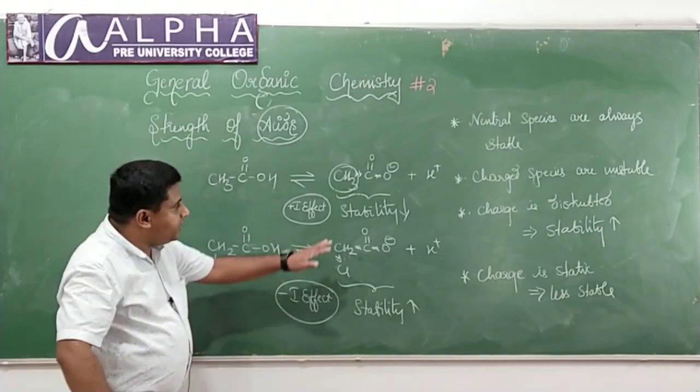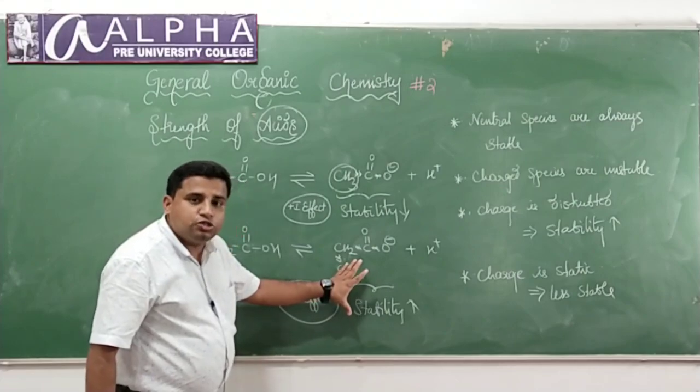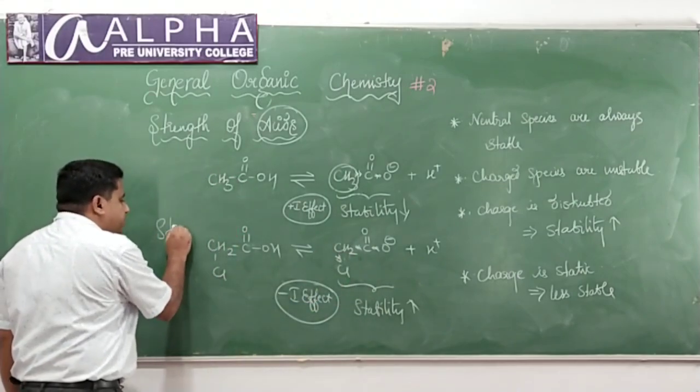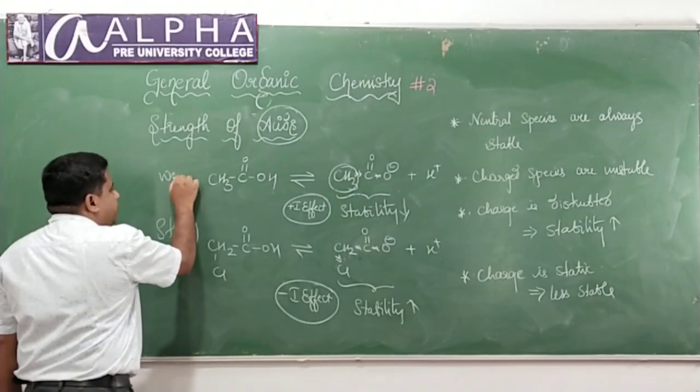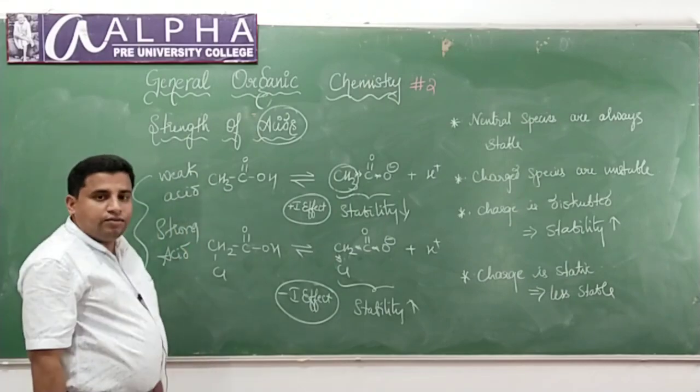So here the anion is less stable. Here the anion is more stable. So which is going to be a strong acid? Well, this is going to be a strong acid, and this is going to be a weak acid. Are we clear?